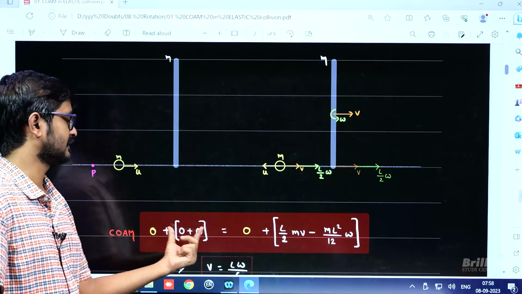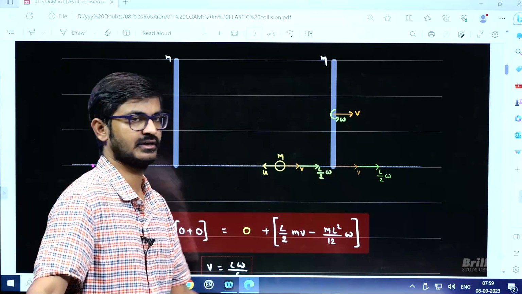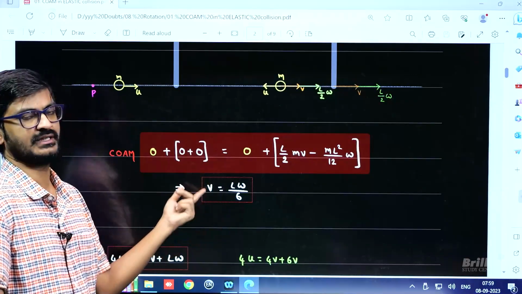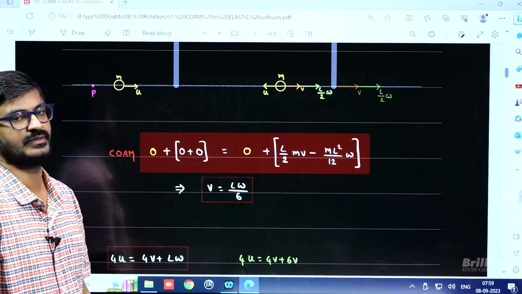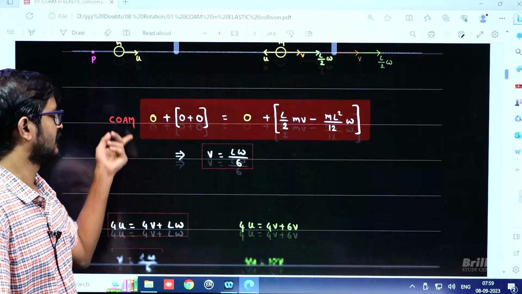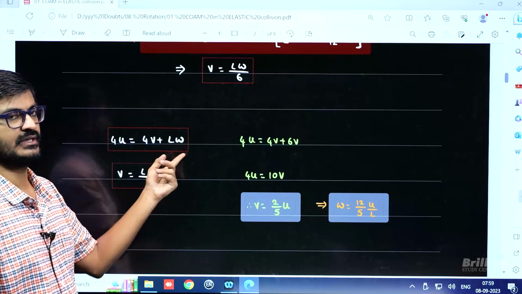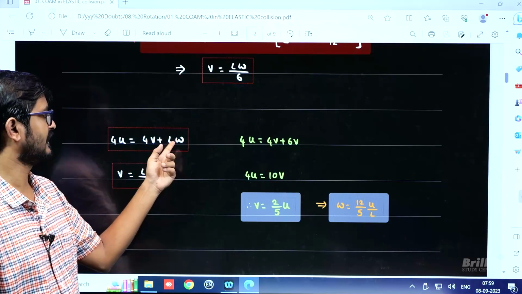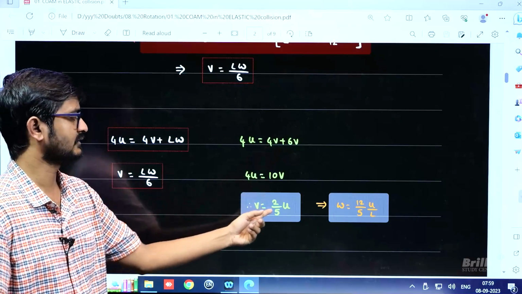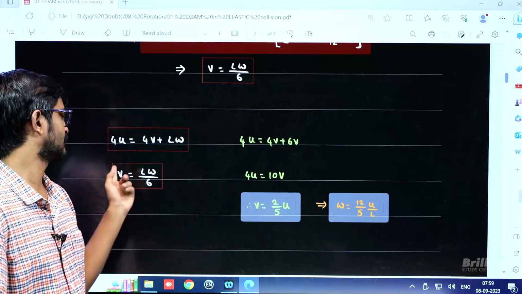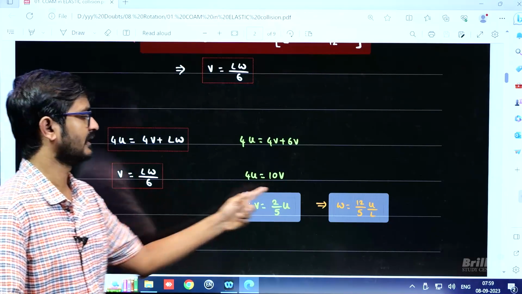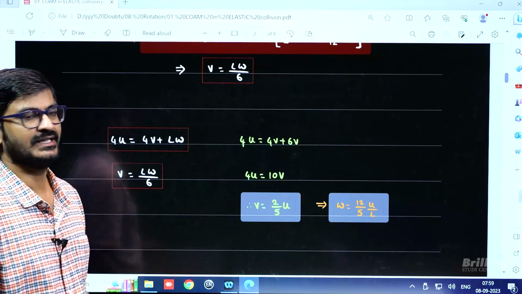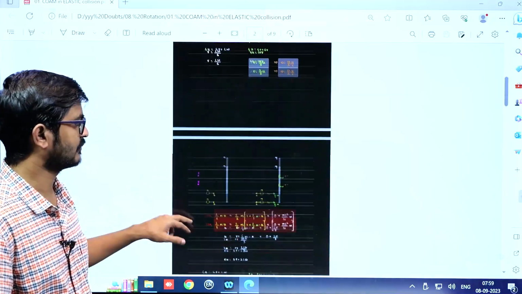This term is for the point, this is for the rod. When I simplify this equation, I get a very good relation. This is from conservation of angular momentum. So we got two equations: one using conservation of momentum, one using conservation of angular momentum. L omega is 6v, I substituted it here and I got v as 2u by 5. Once I substitute it here, I get omega as 12u by 5L. Now we will see how to do conservation of angular momentum about another point.